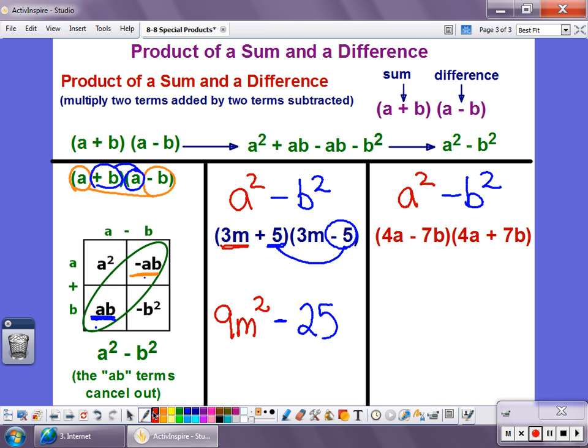So my a squared, 4a times 4a is 16a squared. My b squared, 7b times 7b is 49b squared. And again, a squared minus b squared. So that's my final answer. And that's all three special products.